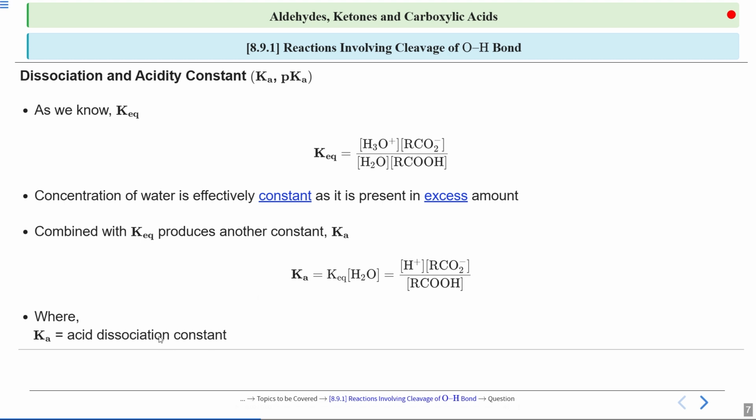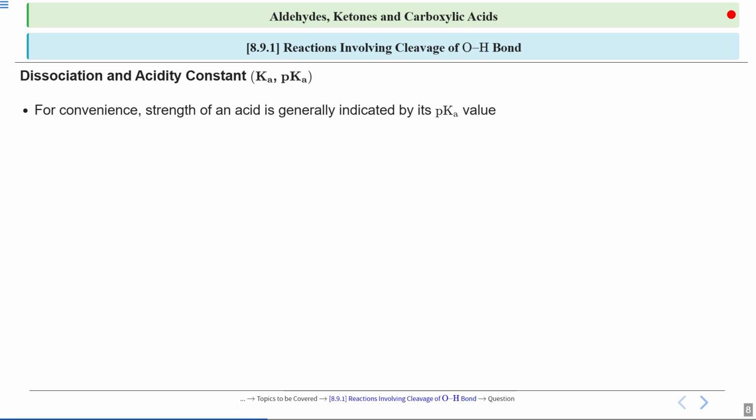We know what a good acid is. A good acid easily donates its protons in the solution. So we see that the strength of an acid is generally indicated by its pKa value. So this is a convenient way to compare how strong different acids are. So we generally determine the strength of an acid by its pKa value.